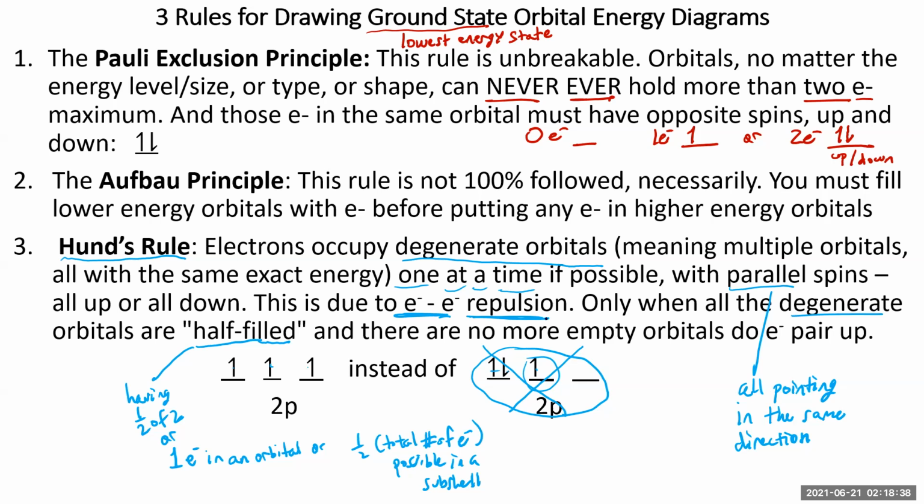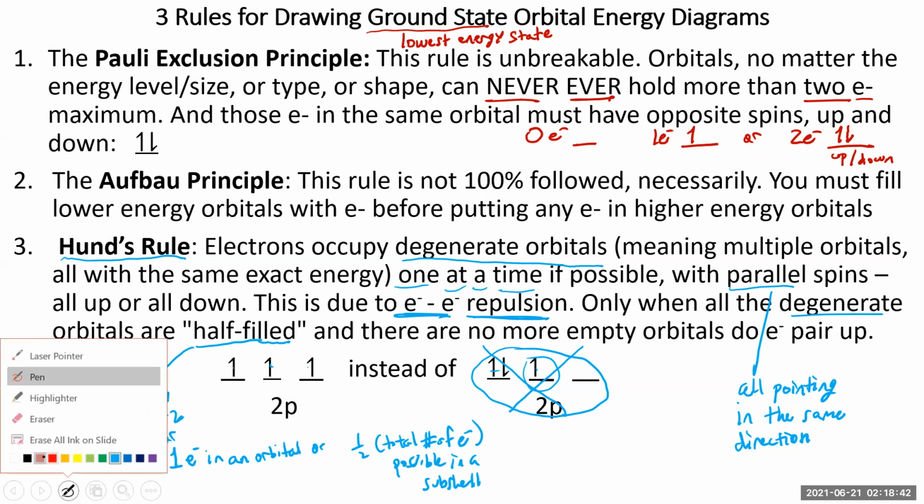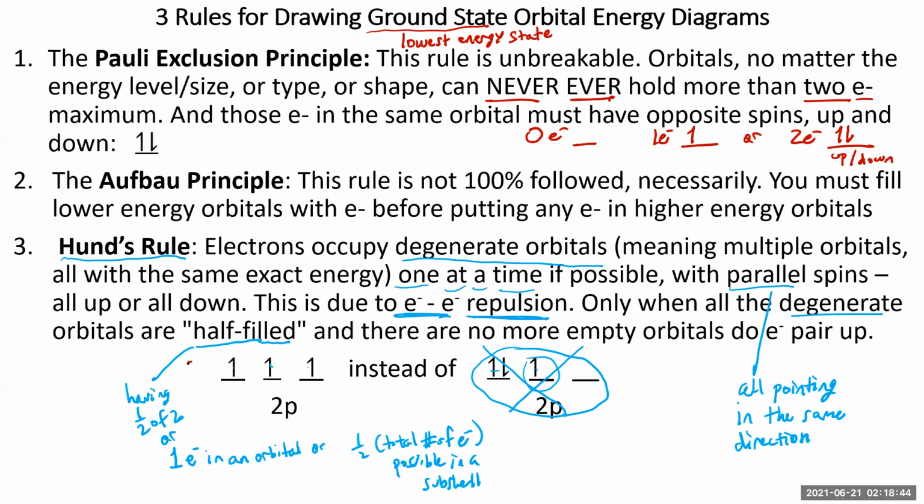Only when you've run out of room, only if you were to try to add, say, for example, a 4th electron to this group of 3. If I had one more electron to add to these 3, only then, once I have no more degenerate orbitals, once I have no more empty orbitals, would I then fill in a single orbital with an anti-parallel, pointing in the opposite direction electron. But as long as I have enough empty orbitals, I will put 1 electron in each.